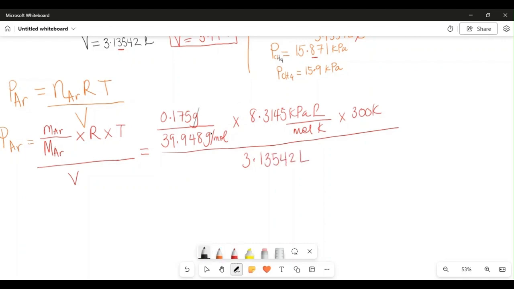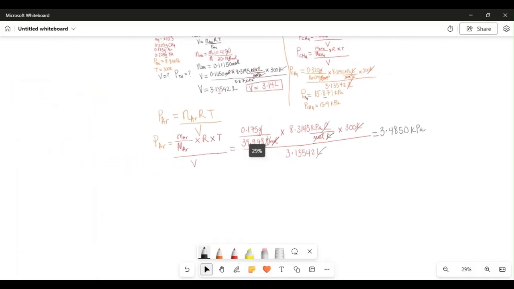So you cancel grams, you cancel mole, you cancel Kelvin, you cancel liters. So you input all of this information into the calculator, and what you end up with is 3.4850 kilopascal. So that is what you get as the pressure of argon.